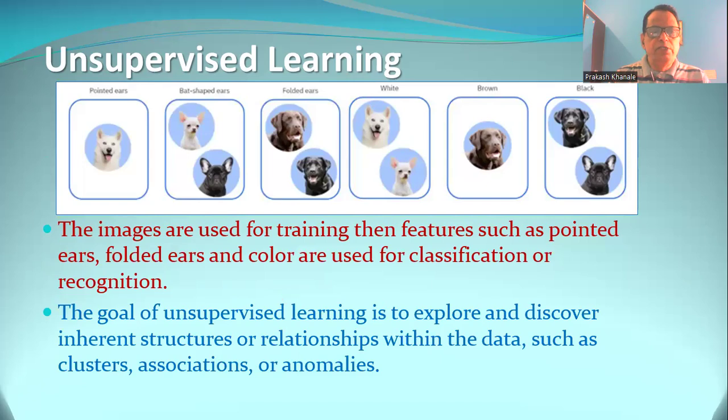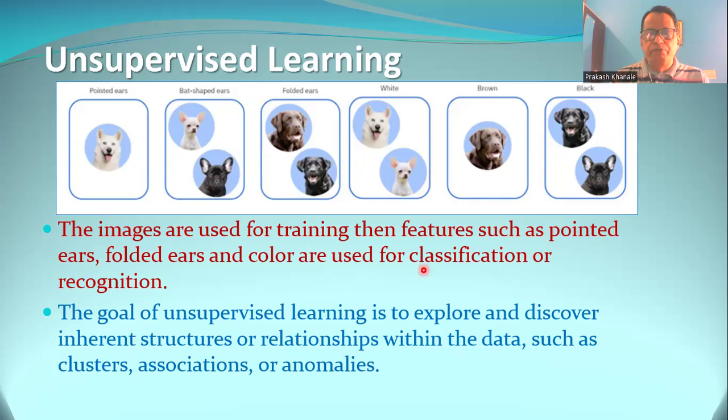Another example: suppose these are the images, and all of the images are used for training, and the features are being extracted from the images. Now we can extract features such as pointed ear, folded ear, and color, and based on these features, we can classify the given image.